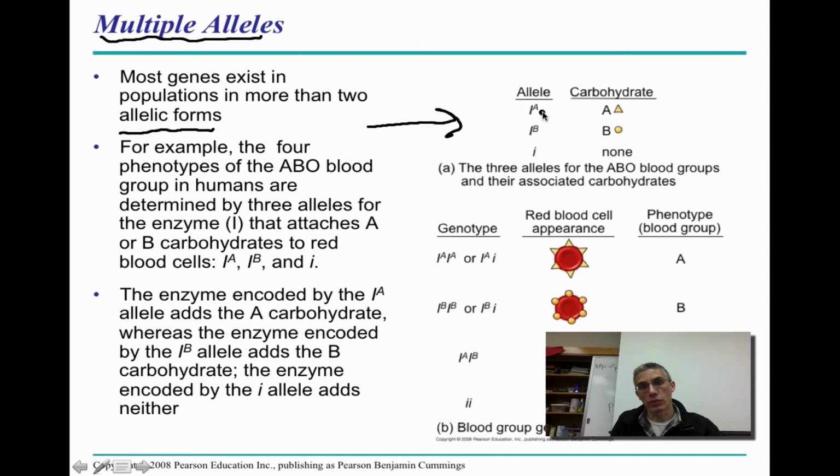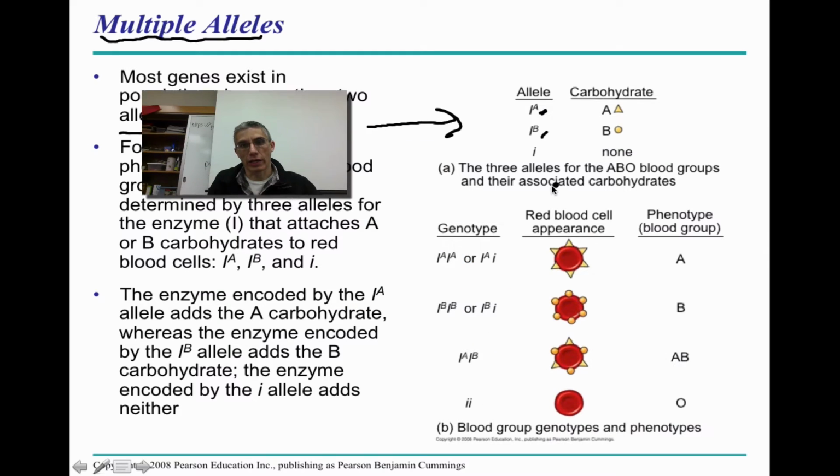We have one that's represented by the letter A. We have a second represented by the letter B. And actually, the third allele does not have a letter. So it's actually missing that carbohydrate. If you have a genetic combination that has that capital A, then typically that person is going to have blood type A. If it has the B carbohydrate attached to the red blood cell, then it's going to be the B blood type. If you don't have either letter, then it's going to be what we would call an O blood type.